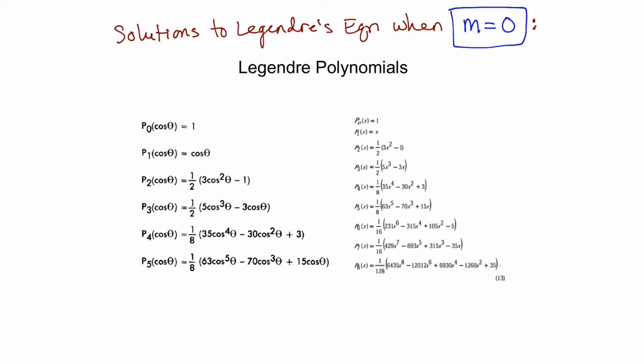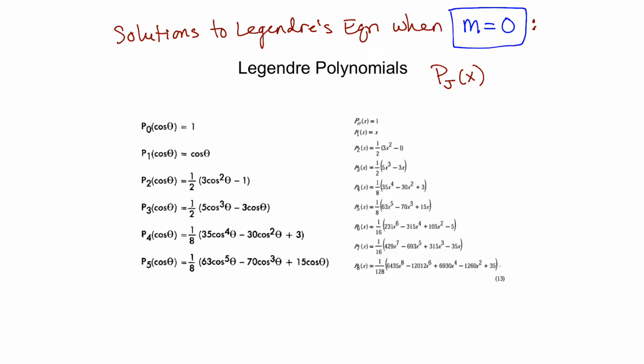Now, the solutions to Legendre's equation when m is equal to 0 have a special name. They are called the Legendre polynomials, and they're denoted with the notation P sub j of x. The numbers in the subscript are just denoting your energy level, your J.